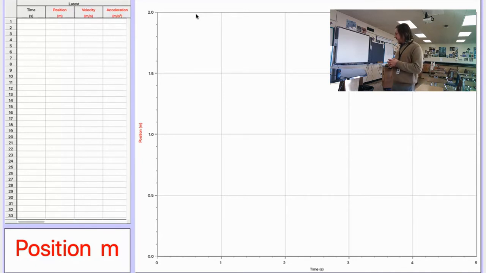So for example, in this first setup, I'm going to be starting close to the motion detector, and I'm going to start backing away slowly and then speed up over time. So I'm going to start slow, so I'm going to be here, and then speed up as I move away. What you need to do is predict what shape that graph will look like. So take a minute, put in your notebook what you think that graph will look like, and then we will see.